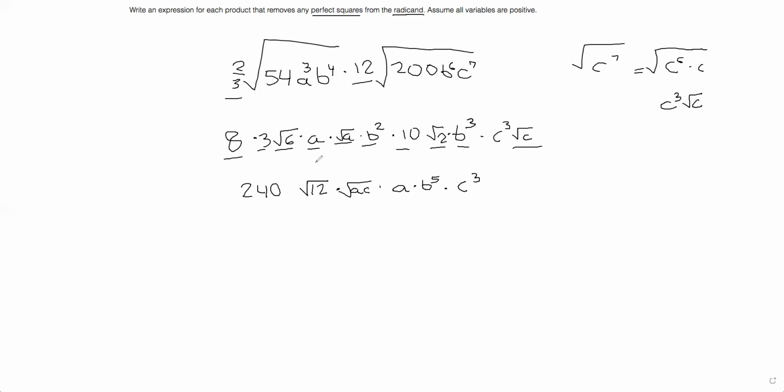So let's take a moment and simplify square root of 12. So 12 is the same thing as 4 times 3. I'm going to put the 4 under its own radical. I'm going to put the 3 under its own radical. Square root of 4 is 2, so we're going to have 2 times square root of 3. Which can be simplified to 480 times the square root of 3.